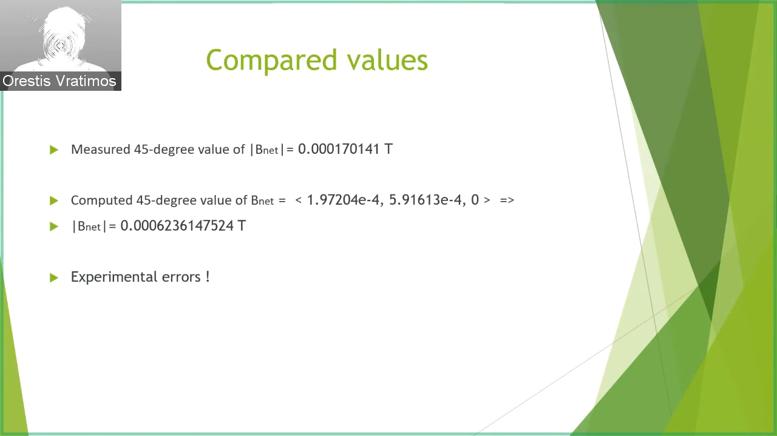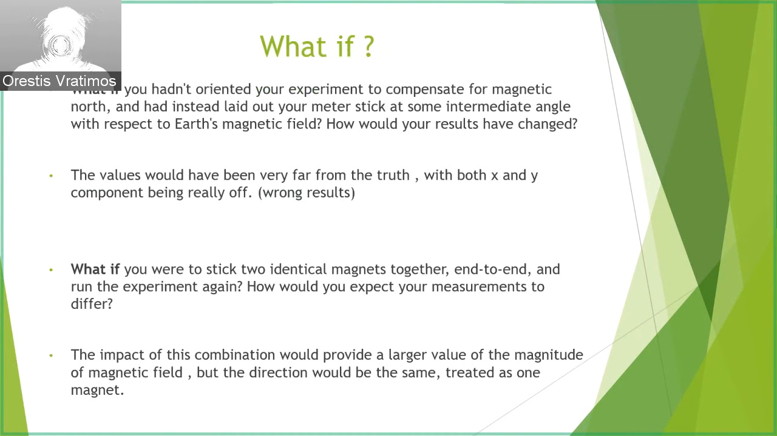We make mistakes, and we also have to address the what-if statements. What if we hadn't oriented our experiment to compensate for magnetic north, and had instead laid it out at some intermediate angle with respect to Earth's magnetic field? Well, the result would be very far from the truth, since both the x and y components would be really off and would not represent the truth.